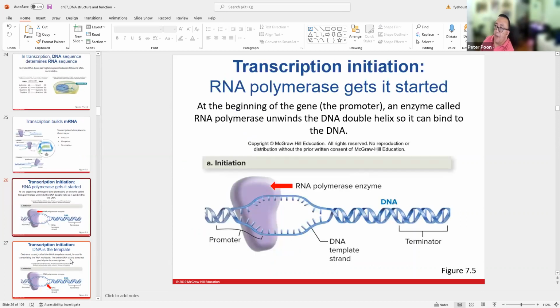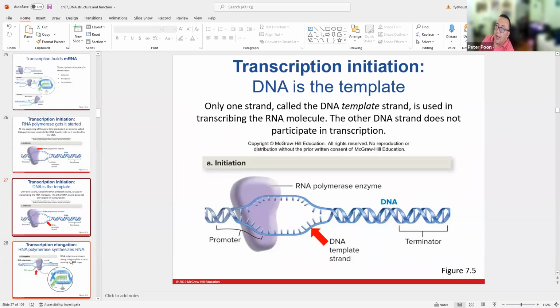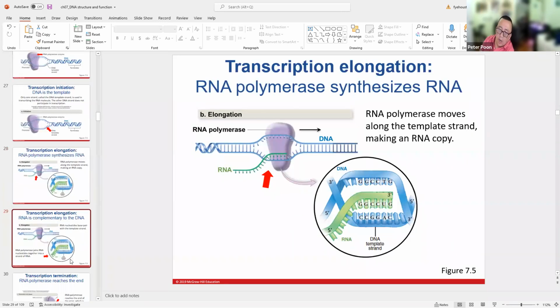That's the job of RNA polymerase. RNA polymerase unwinds the DNA double helix so we can get started, and then it copies one strand of the DNA. That strand is called the template strand. The other strand is called the non-template strand, and it's not used for RNA synthesis. So it copies.